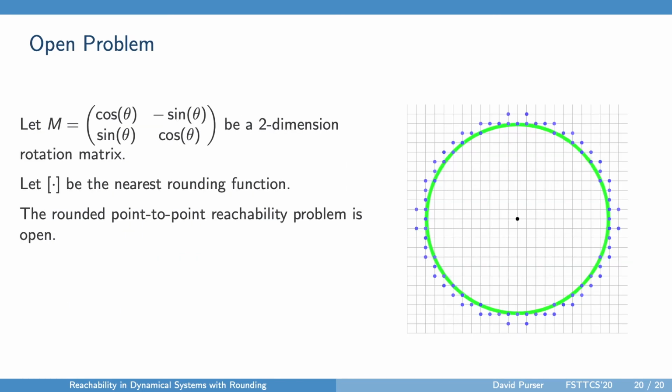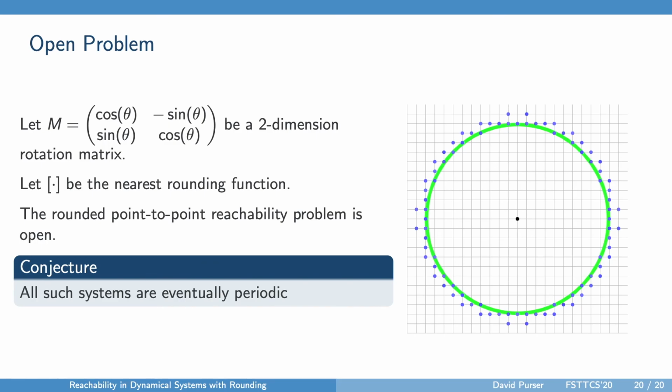Here we're going to show a very simple instance of the problem which is still open. Let the matrix be simply a rotation matrix on a two-dimensional plane, and let the rounding function be the nearest rounding function. Without rounding, the orbit is simply a circle, here depicted in green. However, with rounding, we cannot infinitely often stay on the circle, and so from time to time, the rounding will take us up in modulus, and from time to time, it will take us down in modulus. However, it remains open whether this happens in a periodic manner, or if the points can grow arbitrarily far and then return. We conjecture that such systems are eventually periodic.